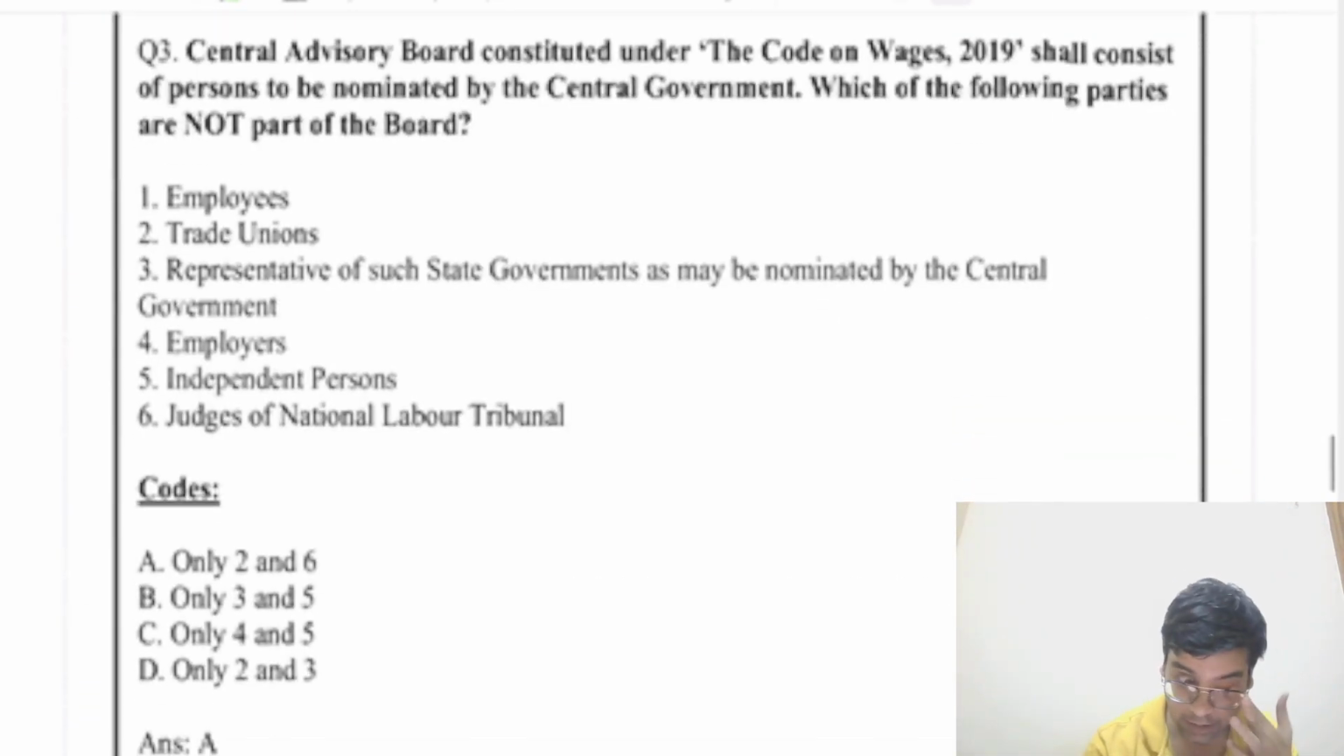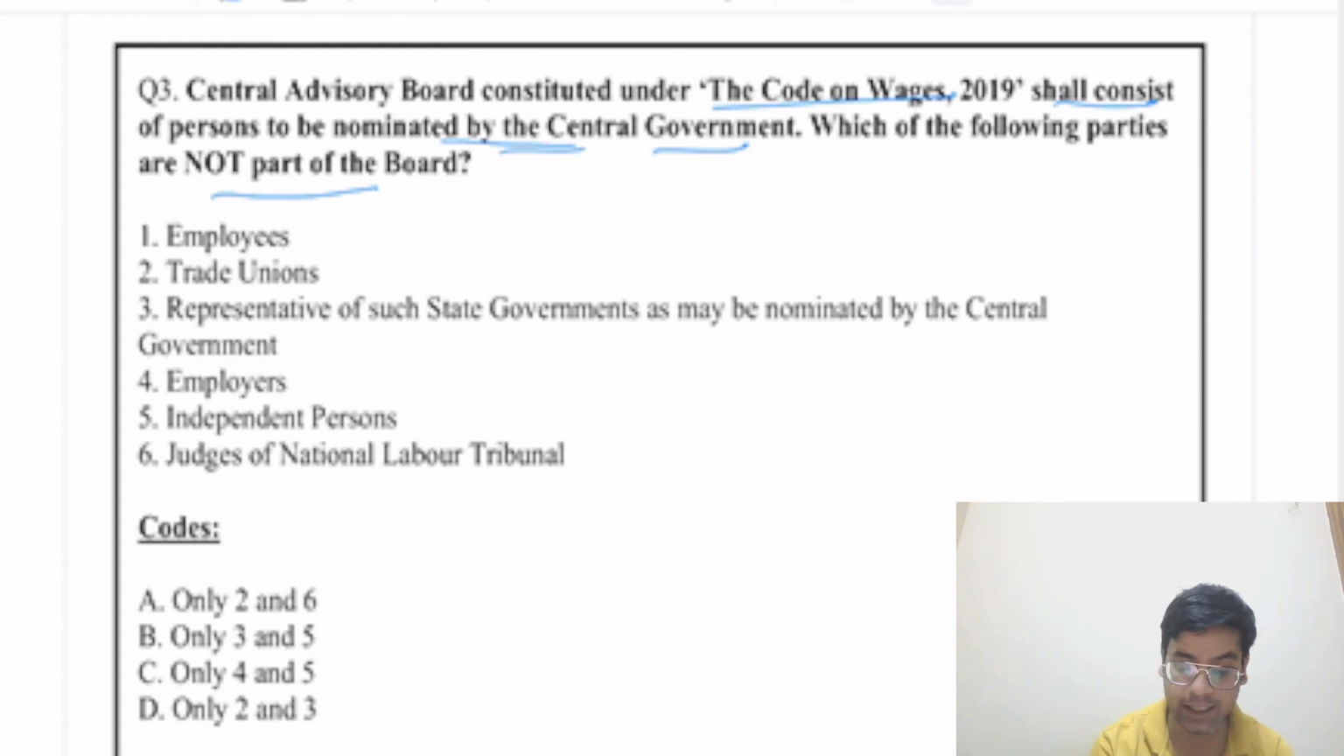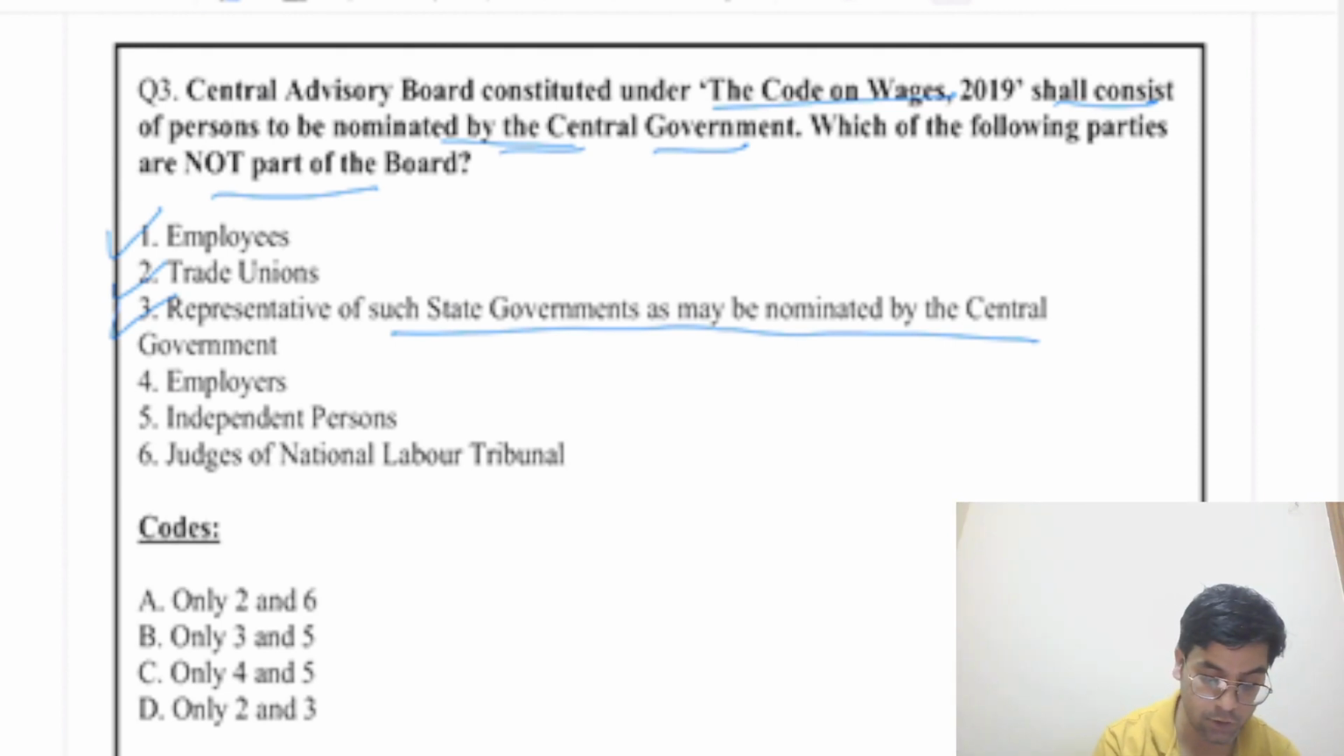Next, question number 3 says, the Central Advisory Board constituted under this code shall consist of persons to be nominated by the central government. Which of the following parties are not part of the board? The options are: employees, trade unions, representative of such state government as may be nominated by the central government, employers, independent persons, or judge of the National Labor Tribunal. And the codes given are only 2 and 6, only 3 and 5, only 4 and 5, only 2 and 3.